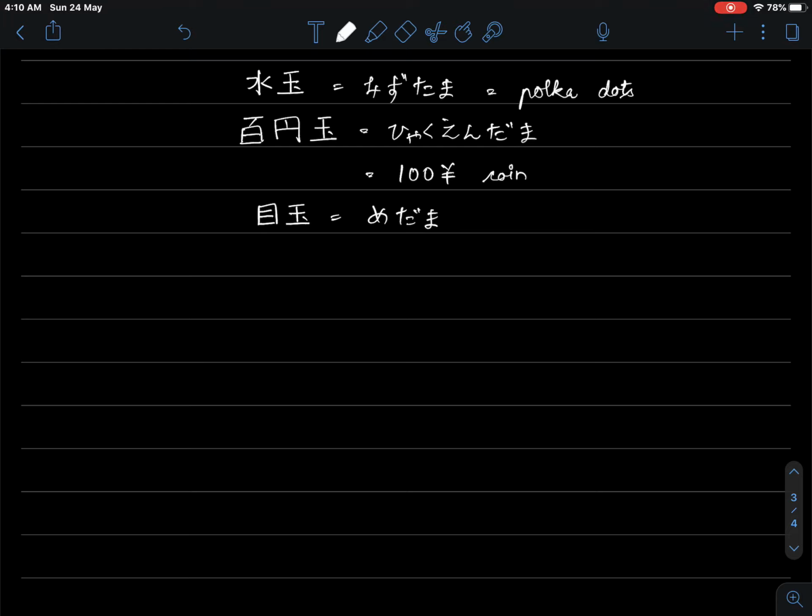It should be quite obvious. You're talking about eye and a round and spherical object or a ball. So very obviously you're talking about eyeball, right? Medama. Now let's have a look at one more.